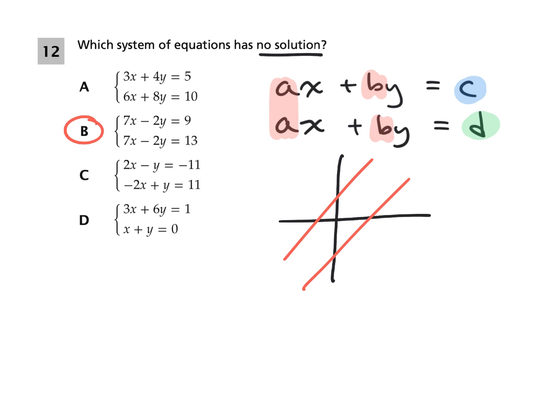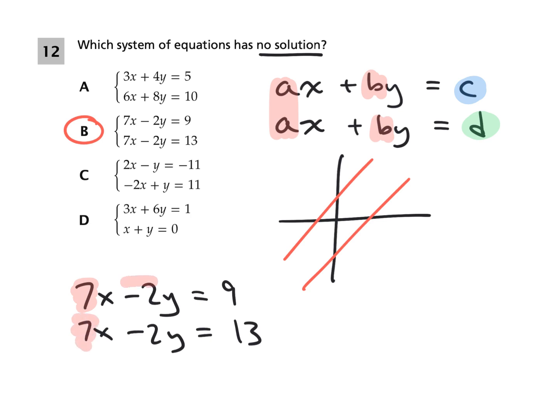So the reason why B is the answer is because we have this. 7x minus 2y equals 9, and 7x minus 2y equals 13. Again, we have 7 agreeing with 7, just like we wanted. Negative 2 agreeing with negative 2, just like we wanted. But the 9, there's no way that 9 is equal to 13. No way. So B is the right answer.